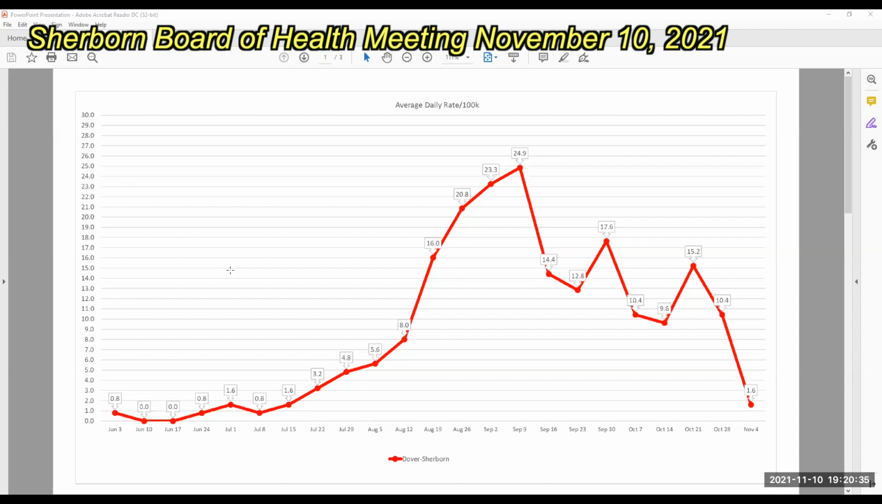What we've seen locally, and we'll talk about some of this more for the municipal data, is that in both Dover and Sherborn, we've seen pretty robust uptake across demographics and age groups. I think we'll continue to see some variation there, but it's been very robust.